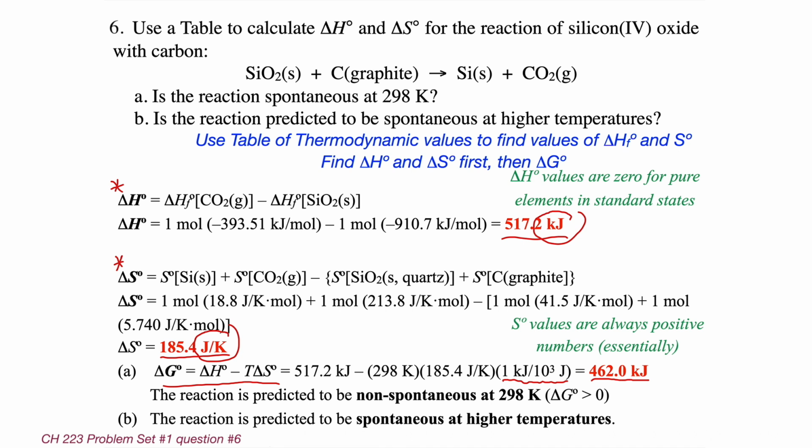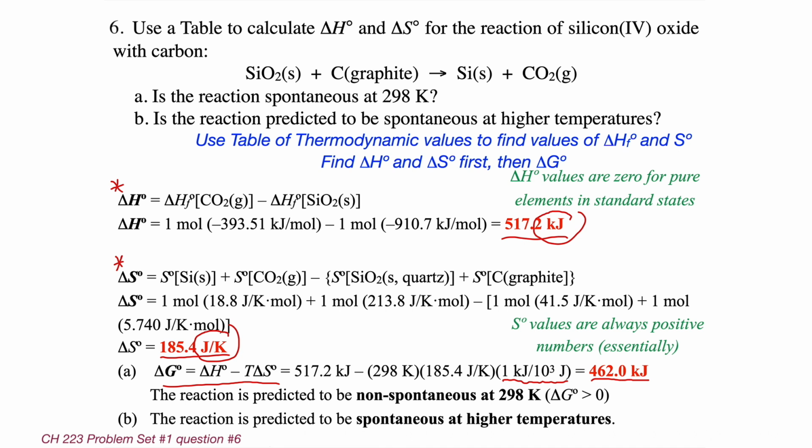So when you do that, you get a delta G which is positive, and positive means non-spontaneous. So this reaction is not going to occur right now, at room temperature, which is 25 degrees Celsius, 298 Kelvin. It's a positive delta G. So the magnitude of delta G, the positive number, says it's non-spontaneous.